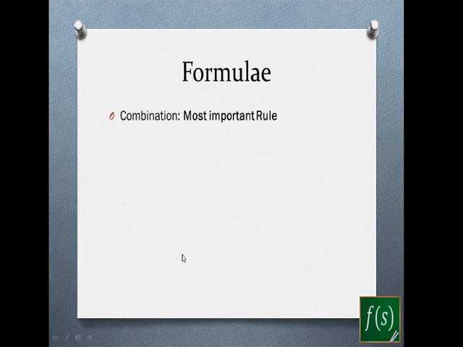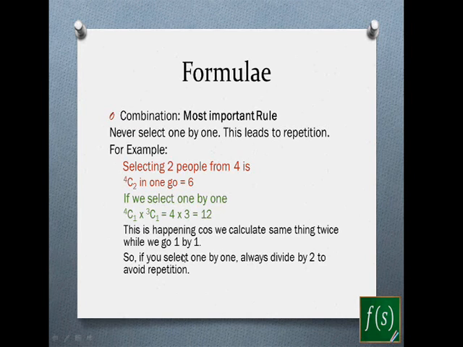Combination, the most important rule. This is a thumb rule and I want you guys to pay heed to this rule. Never select items one by one. This leads to repetition. What I mean is that if you have to select 2 people out of 4, you can do it in 2 ways. You can select 2 at one go. So this will be 4C2, which is equal to 6, or you can select them one by one. So I can select one person out of the 4, then I'm left with 3, and then I select one more out of these 3, and this will be equal to 12, which is not equal to 6.